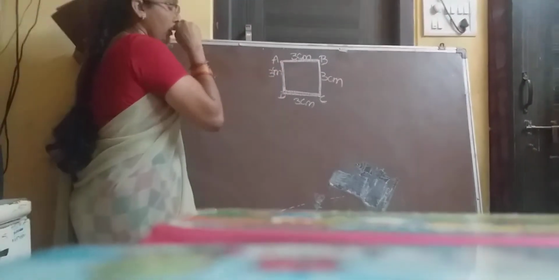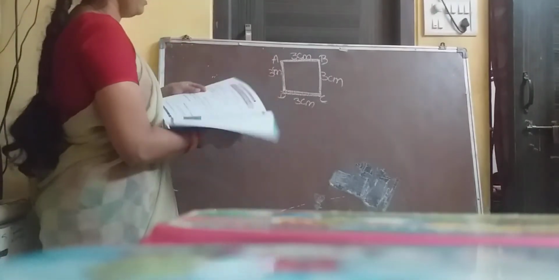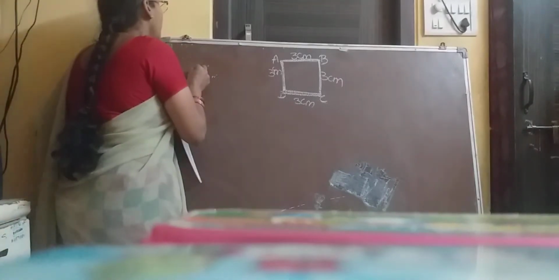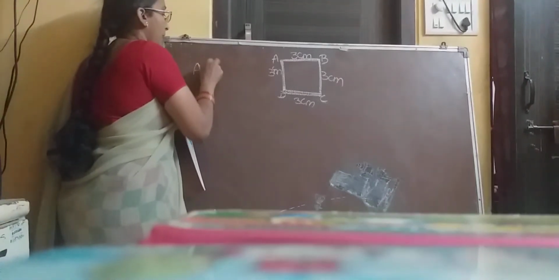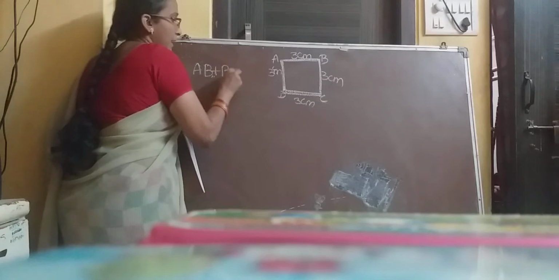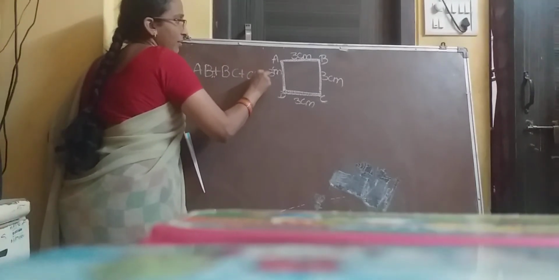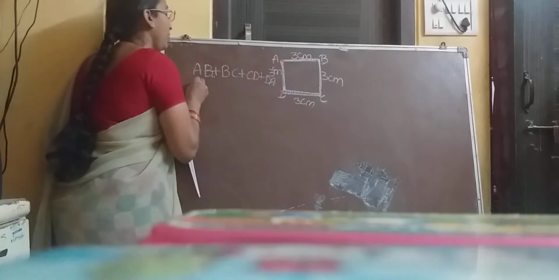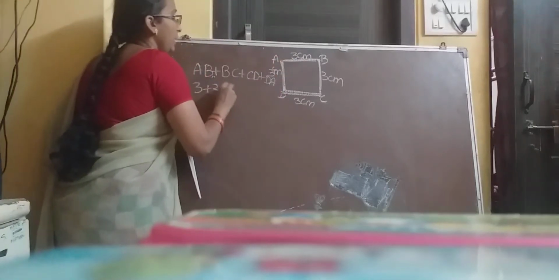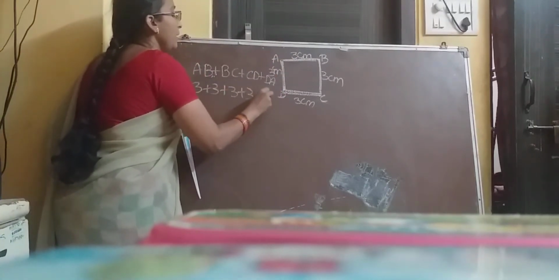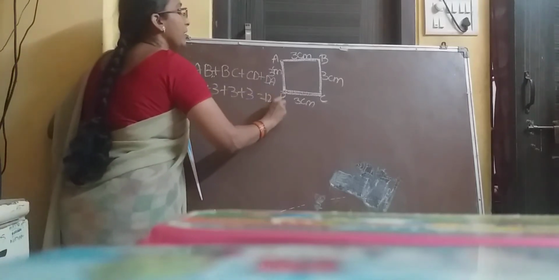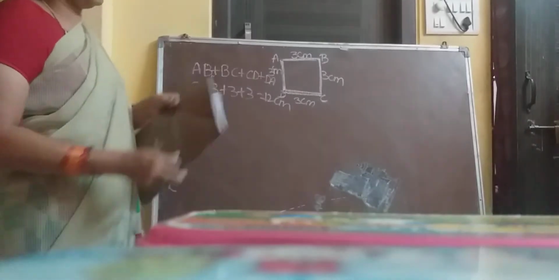Perimeter of a square is equal to the sum of all the sides. That is nothing but AB plus BC plus CD plus DA. AB is 3, plus 3 plus 3 plus 3. That is nothing but 3, 6 plus 3, 9, 9 plus 3, 12 centimeters. This is the perimeter. Okay, children.